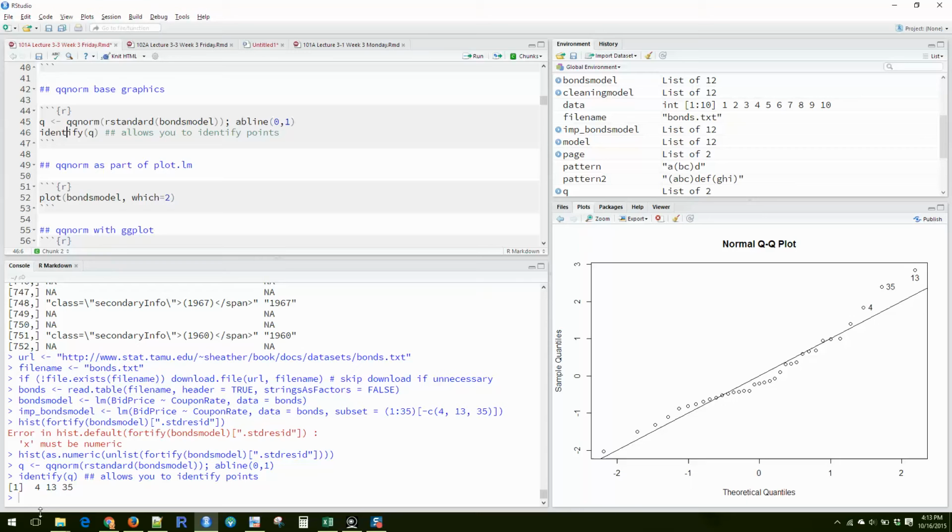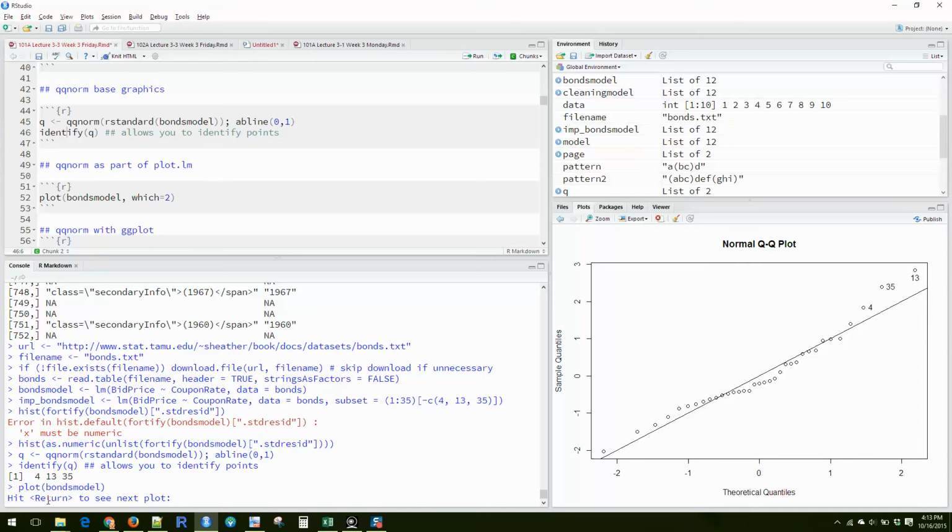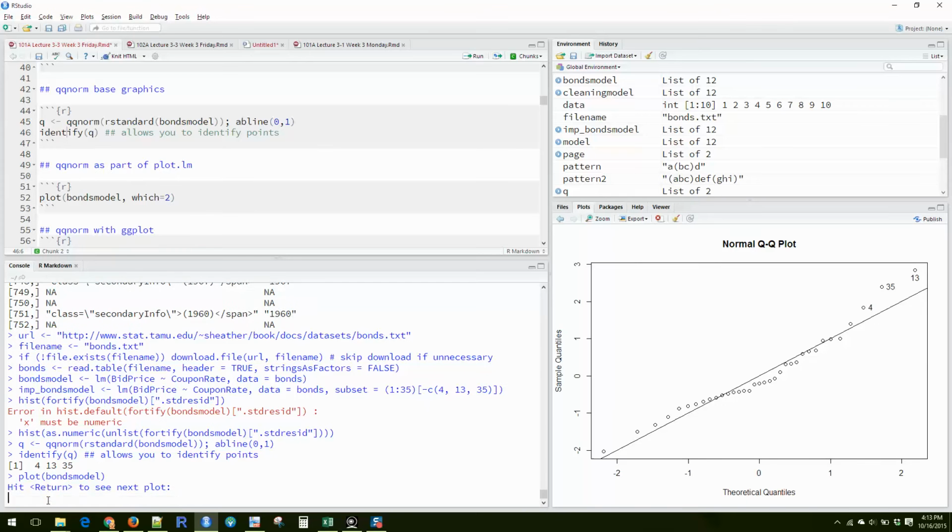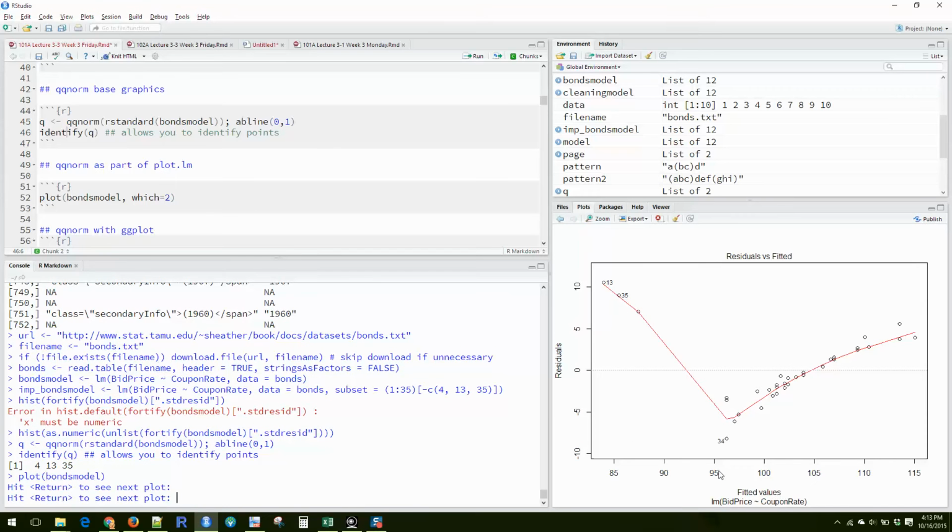So you can do that with identify QQ. Also, once you've created your model, if you just plot the model, bonds model, it's going to show you a series of plots. It says hit return to see the next plot, which in this case is our first plot: residuals versus fitted. And we see 13 and 35. These are the weird ones.